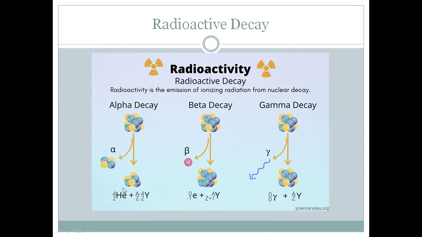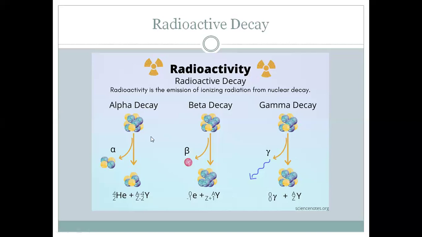Alpha decay is the emission of an alpha particle. What is an alpha particle? A helium nucleus. It has 2 protons and 2 neutrons, so its Z, the atomic number, is 2, and its nucleon number is 2 plus 2, 4. So whichever atom undergoes alpha decay, its A decreases by 4.